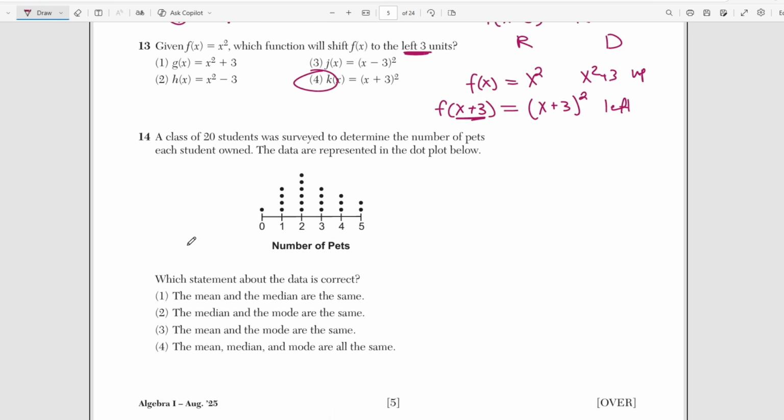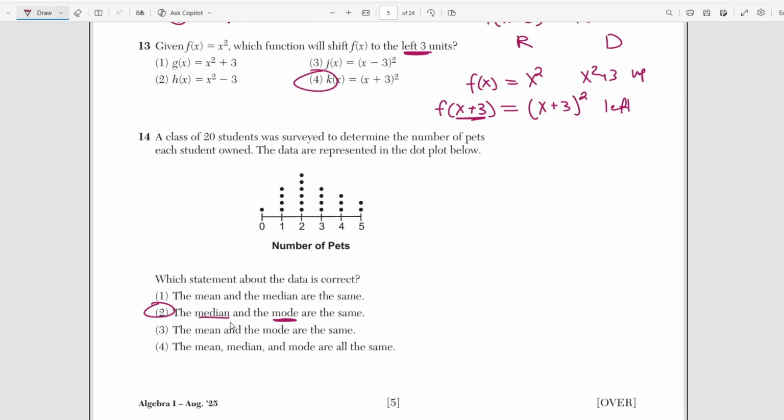Number 14 says a class of 20 students was surveyed to determine the number of pets that each student owned, and the data are represented in the plot below, okay? So which statement about this data is correct? And this is that the median and the mode are the same, okay? So the mode is the most repeated piece of data, which in this case is 2. 2 has the most number of dots, which means it's the most common piece of data.